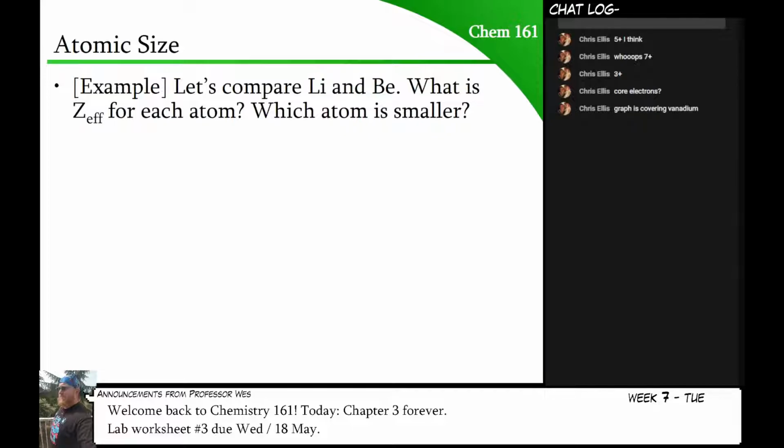All right, so let's do an example. I'm going to compare lithium and beryllium. I want you to first calculate Z effective for each atom. And then I want you to make a little chart that looks like this. So here are the atoms that we're going to look at, and I want you to do something like this: n, so whatever the highest n is, and then whatever Z effective is. So fill in this chart for these two atoms, and then I want you to tell me which atom is the smaller atom. Okay? I'm going to give you 2 or 3 minutes to do that, and we'll go over the answers in a second.